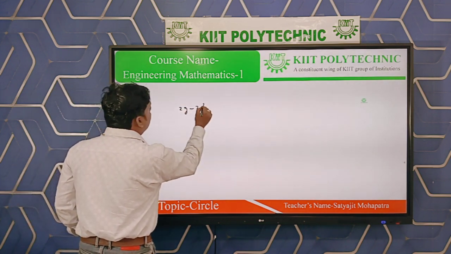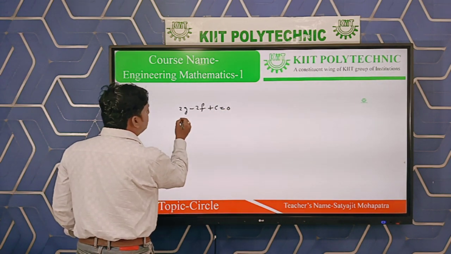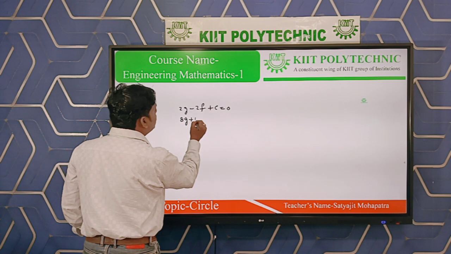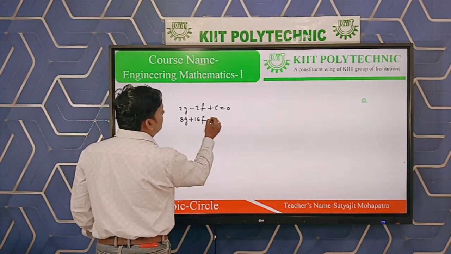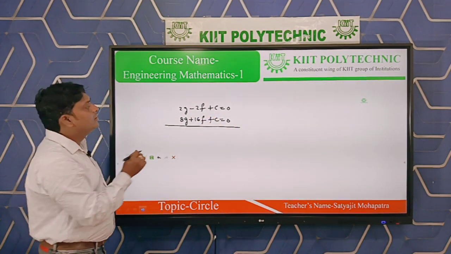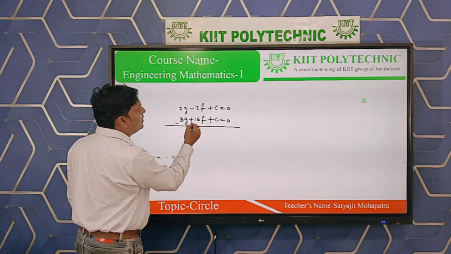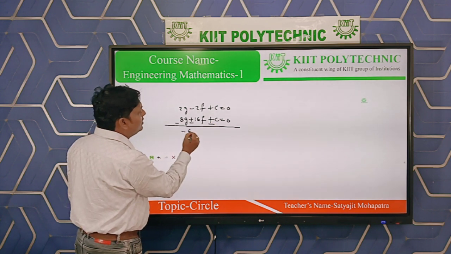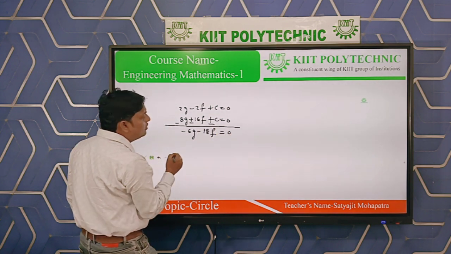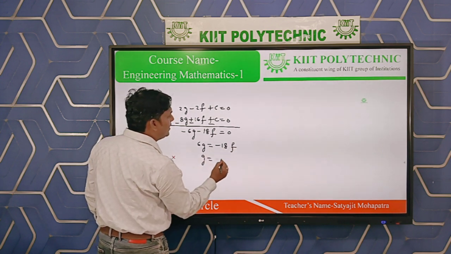2g minus 2f plus c is equals to 0. The second equation, whatever you got, write that equation: 8g plus 16f plus c equals to 0. Just I am showing you how to simplify these two. By doing subtraction you get minus 6g minus 18f, plus c minus c cancel, equals to 0. This becomes 6g equals to minus 18f, then g's value you can get as minus 3f.